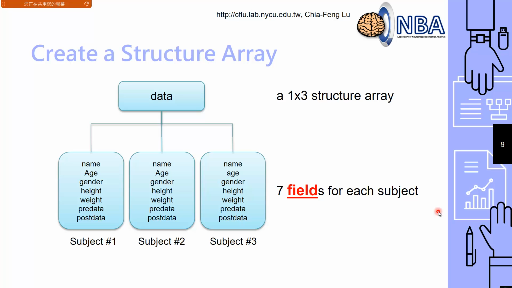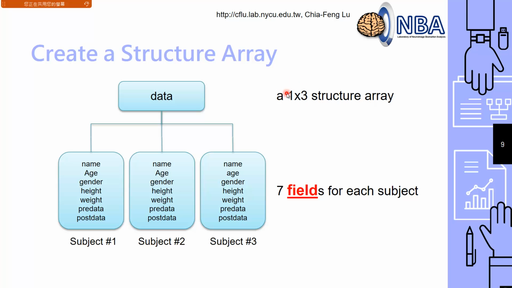So basically, I try to use this plot to show you the structure of the structure array, okay? This is the name of the structure array. So right now, we have two different variables named NC and ST, right? So you can simply replace the data by NC or ST. And under this, for example, if I only have 3 subjects inside, I will get a 1 by 3 structure array.